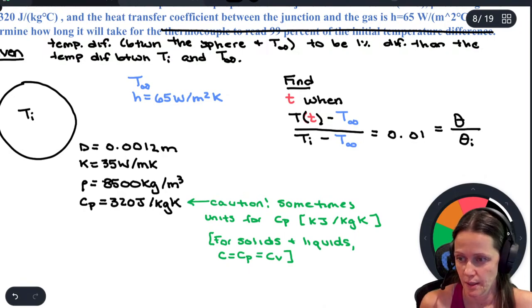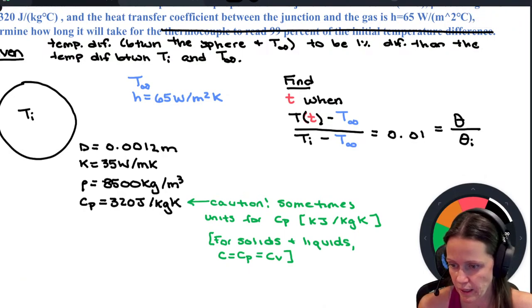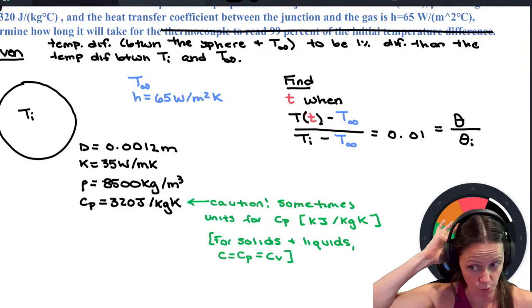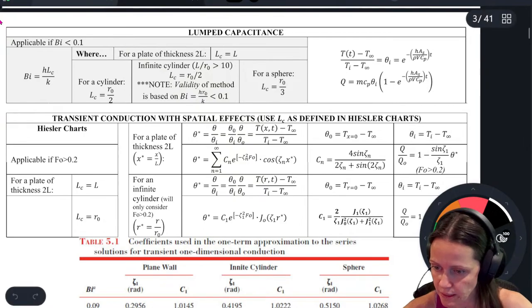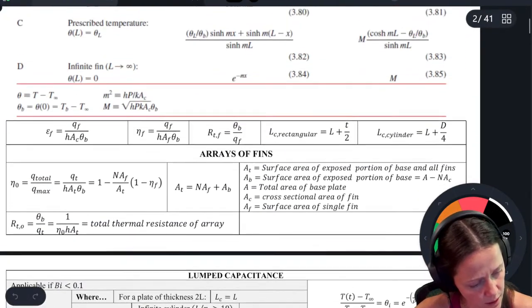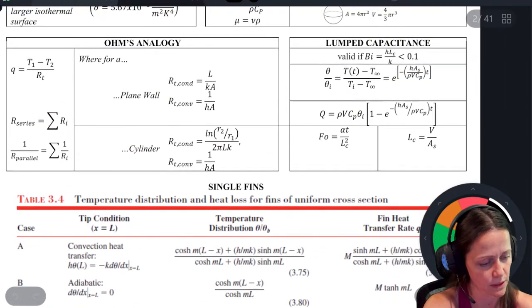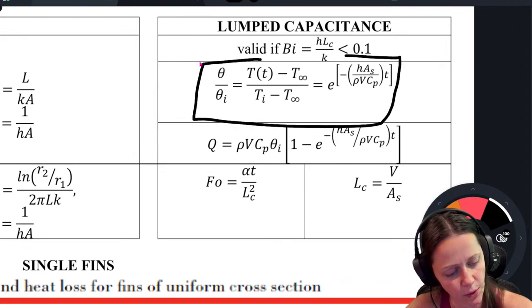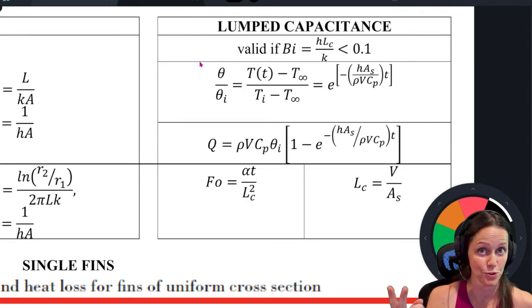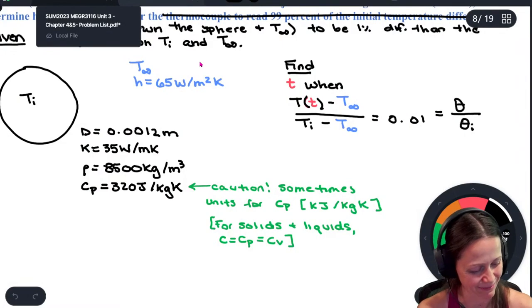Sure. Don't know if I had already. Check. Okay, I did fix it. It's right on your packet. Mine's a little bit different. Oh, perfect. We have them right here too. All right, so this is the equation I'm going to be using. I guess I've got lumped capacitance methods two places on your heat transfer packet.